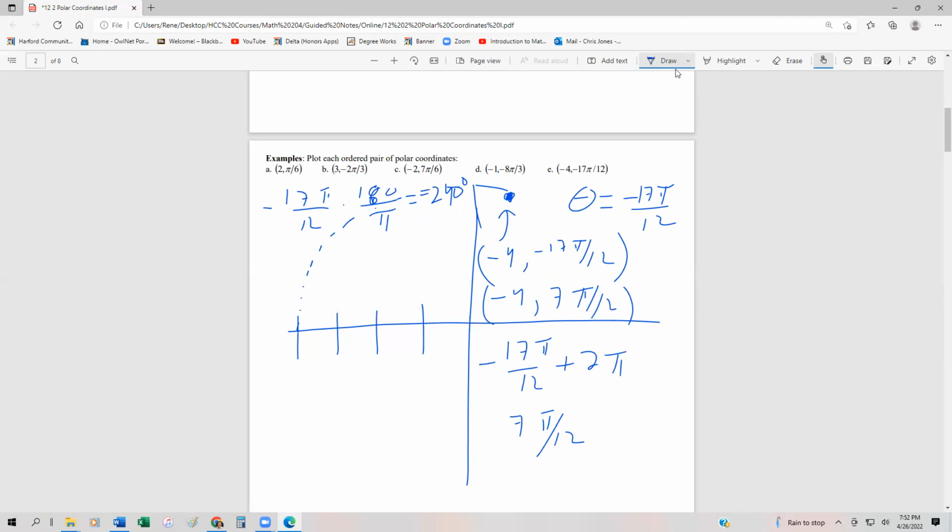So that's how we plot polar coordinates. Pretty easy. In the next section, we're going to learn how to go back and forth between polar and Cartesian coordinates, and then we're going to start learning how to convert these polar equations into Cartesian equations.